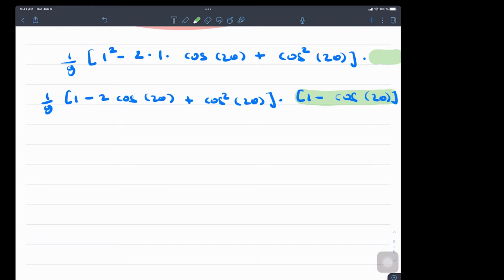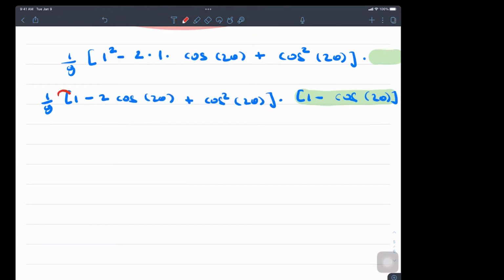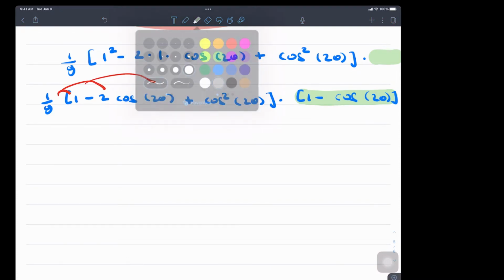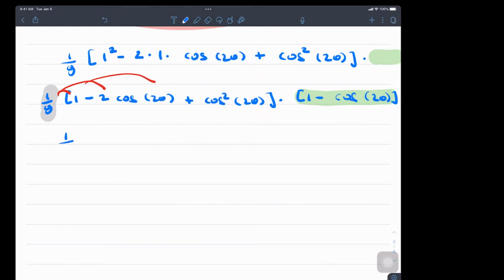Now, I'm going to recommend you guys do this here. Distribute the 1/8. You're going to multiply that 1/8 by every term here, right? And so here's what you're going to get: 1/8. Now, what's 1/8 times 2? That'll be 1/4 cosine double theta plus 1/8 cosine squared double theta.